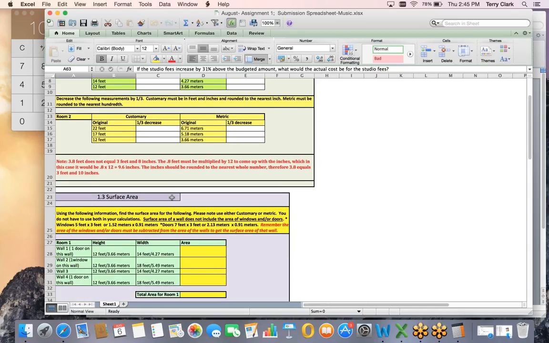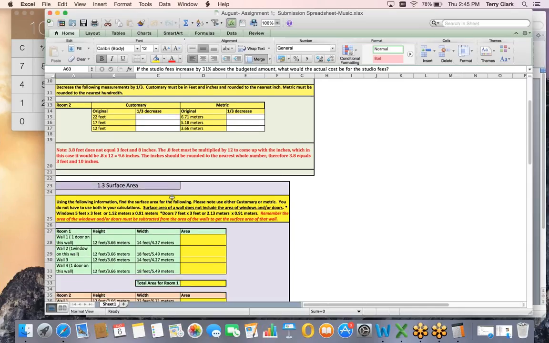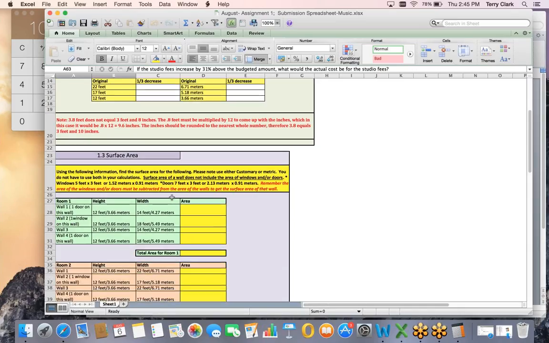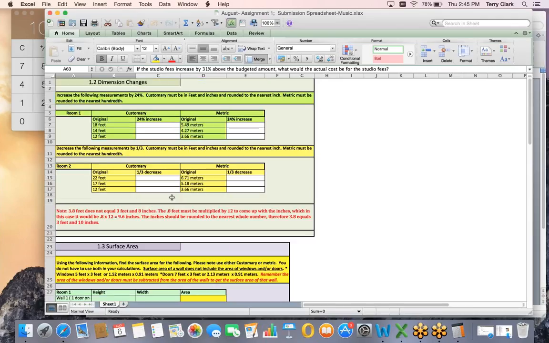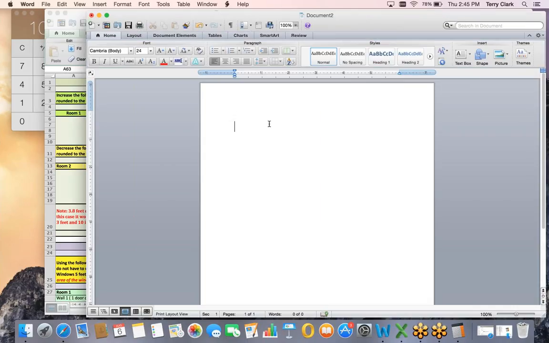Now, when you get to the surface area, you can choose either feet or meters. But for the dimension change, you have to do both because they're providing you with different questions for both. When you get to the next section, you'll be able to choose one or the other. A lot of people end up choosing the meters because it's easier work. So let's say we're going to convert 10 feet, and we want to decrease that by 2/3.